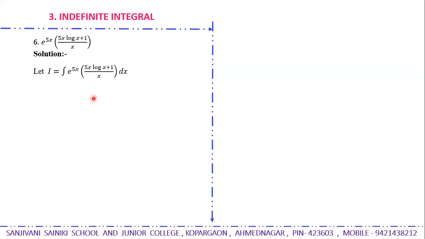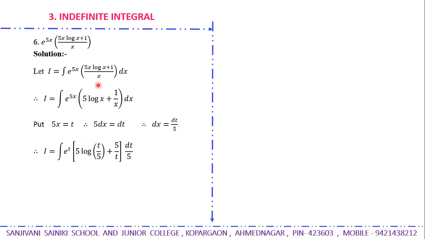So here e^(5x) [5 log x + 1/x]. Here also we have to use the substitution, put 5x = t. So 5 dx is dt. So dx is equal to dt/5. So the integral will be reduced to this form, e^t (5 log(t/5) + 5/t) dt/5. If you multiply this 1/5 to this bracket, this 5 will cancel and this 5 also will cancel, and you get e^t (log(t/5) + 1/t).